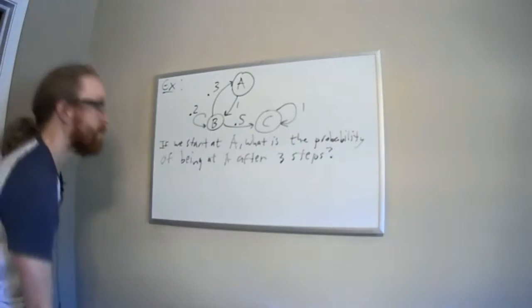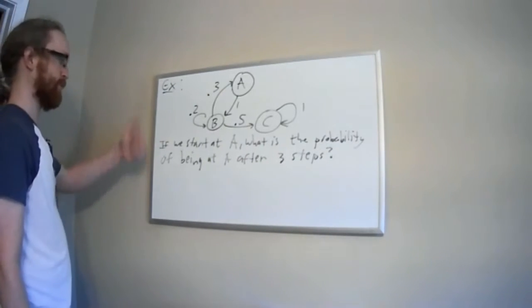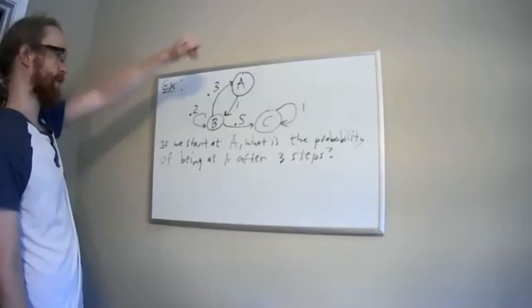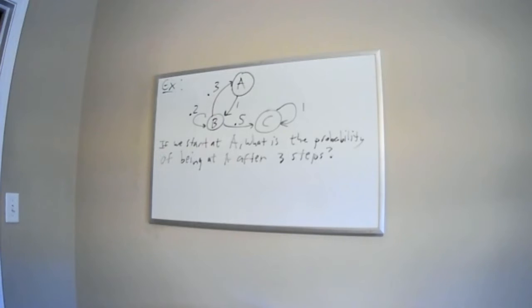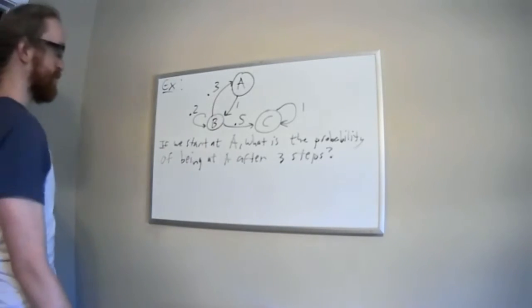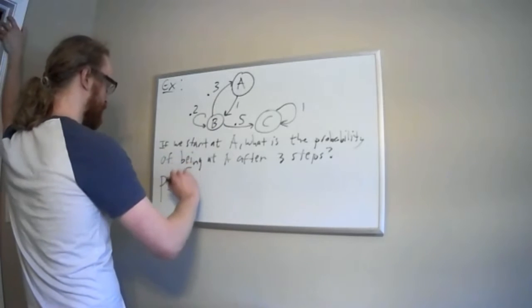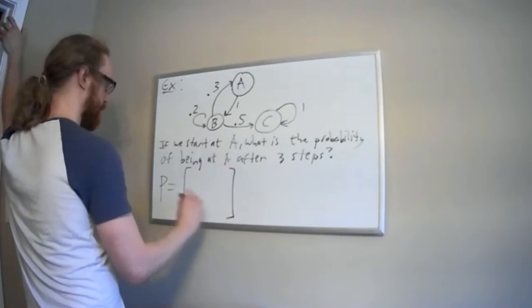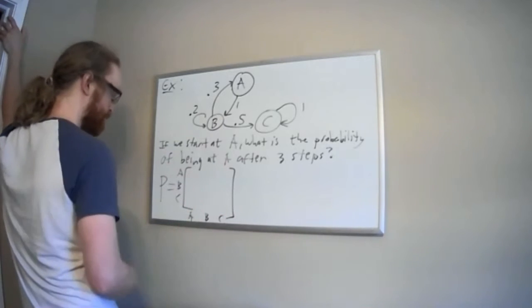Okay. So this is the kind of problem that we can answer with the matrix, because I'm just asking what's the probability of starting in one state and ending at another state after some number of steps. So that's something where I can use the matrix. So we would find the matrix for this. Again, P is the following matrix. So these are A, B, C, A, B, C.